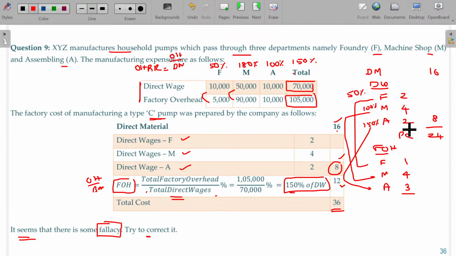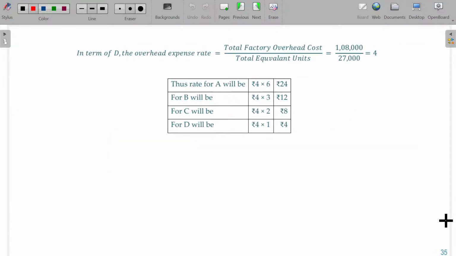150% 3, correct? This is 180. No, this one is 180 percentage. Oh, sorry, this is 100 percentage. Come on, 180 percentage on 4 being 7.2 and 100 percentage of A being 2 rupees. So 10.2 is the correct absorption, but they have absorbed 12. Somebody else's bill is now added here. So you have to recover only 10.2 from here, and then the ultimate total value to be charged from that person is how much? 34.2. Clear? With that, all the concepts related to this one is over.